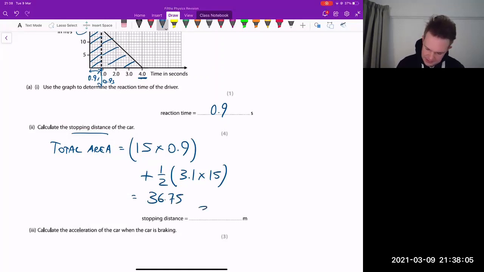I get 36.75, and I'll round that to 3 sig fig. You can't go wrong at IGCSE with that. 36.8 meters.